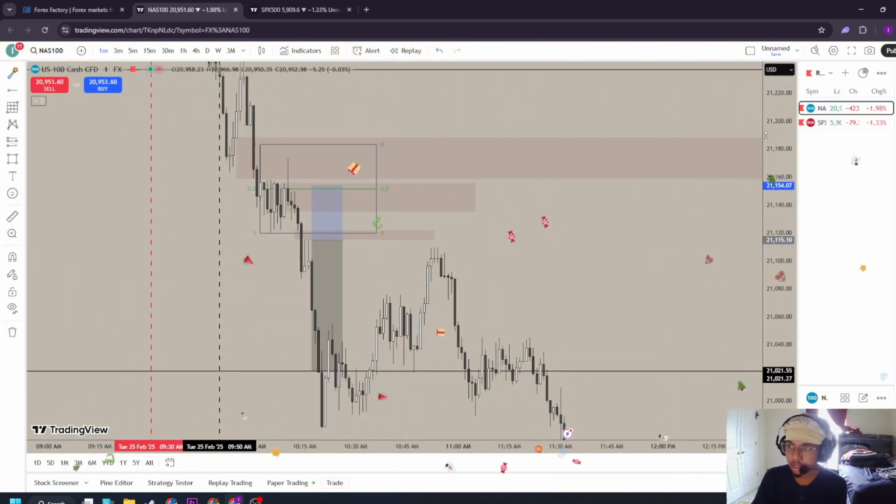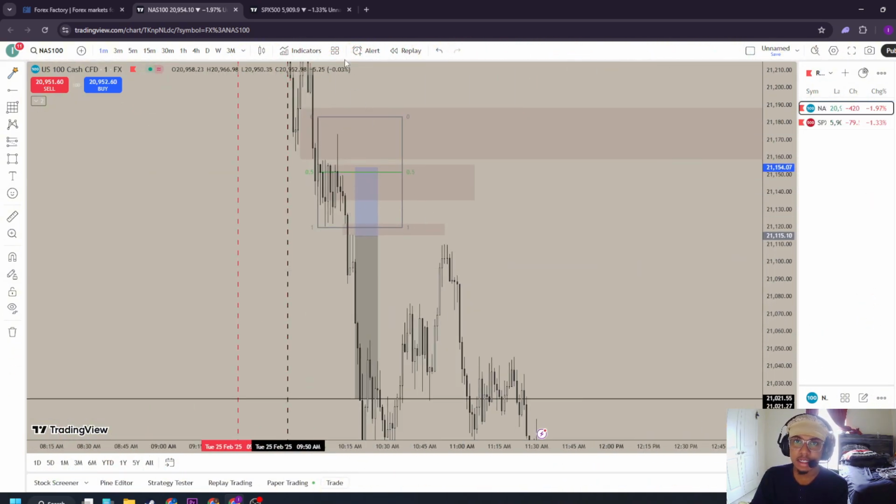But yeah, this was the trade on Nasdaq that I would have taken, but this was just a forward mock test, and I'm kind of glad it played out all right. First time using order flow.